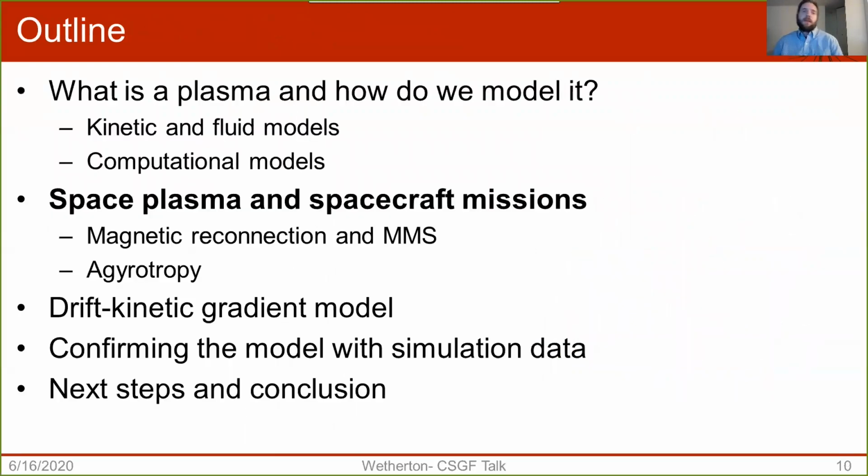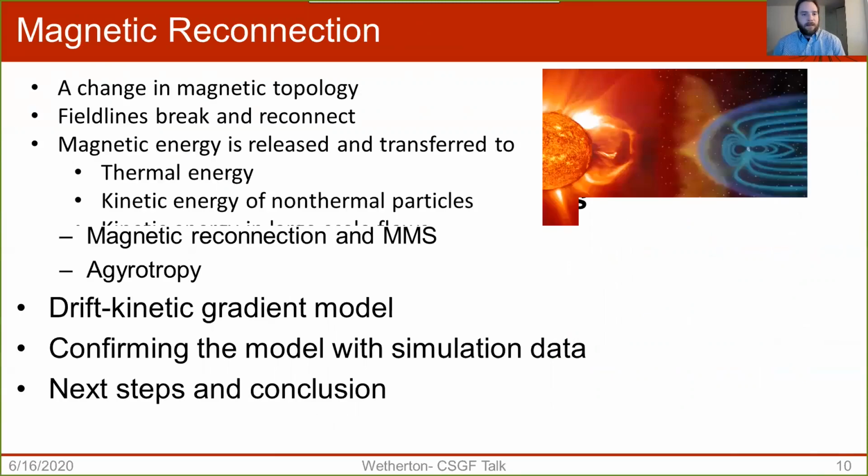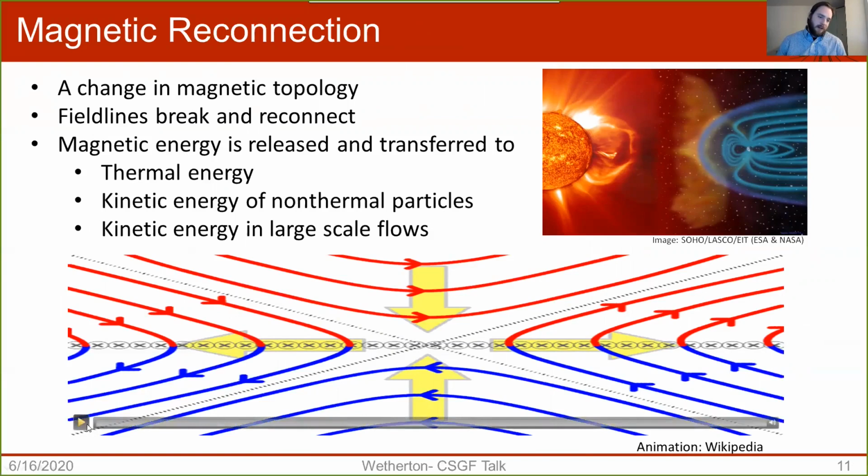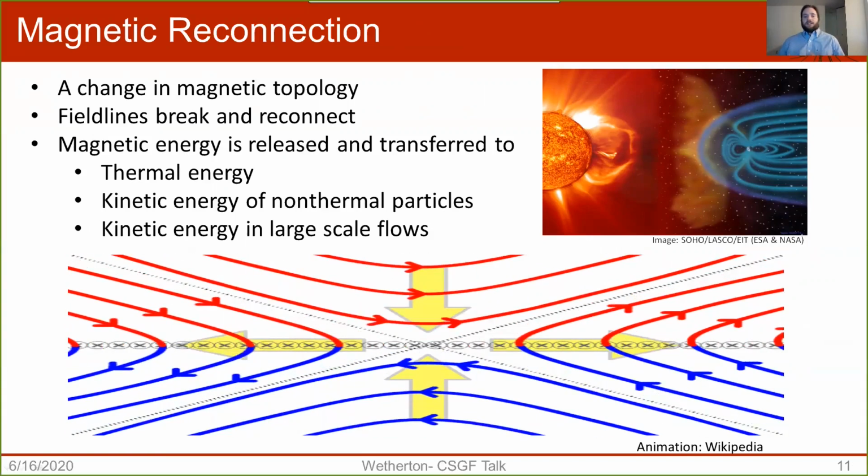So let's talk a little bit about space plasma and spacecraft missions. First off, magnetic reconnection is a process that changes the magnetic topology where field lines break and reconnect, and I'll play a quick animation of that. They come in, they reconnect, and that reconnection actually adds a lot of energy to the system. You convert this magnetic energy into energy in the particles.